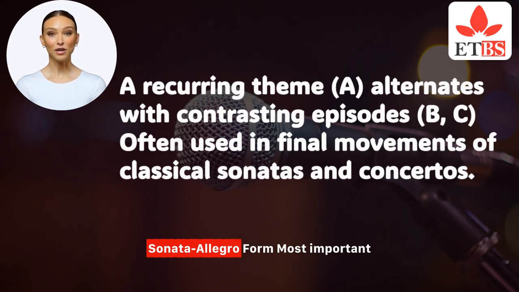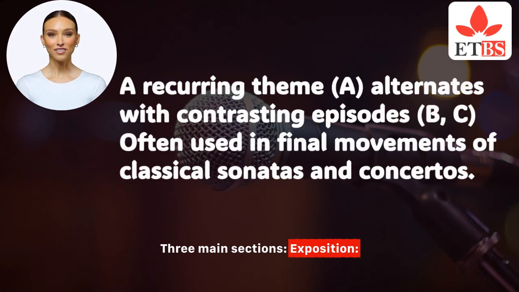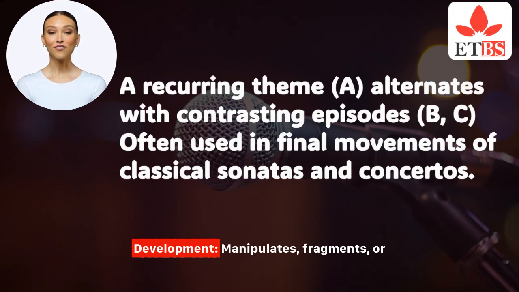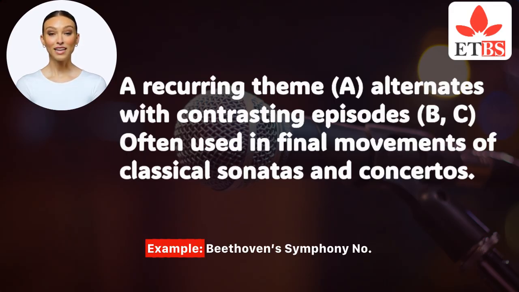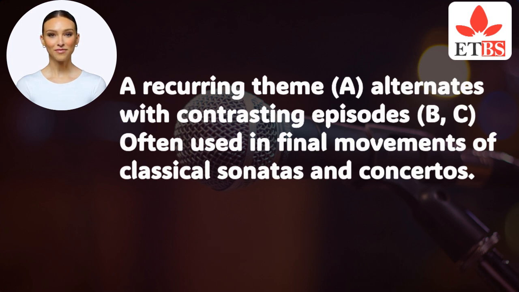B. Sonata-allegro form. Most important classical era form. Three main sections. Exposition. Introduces two contrasting themes in different keys. Development. Manipulates, fragments, or modulates those themes. Recapitulation. Returns themes in the original key. May include introduction and coda. Example. Beethoven's Symphony No. 5, first movement.